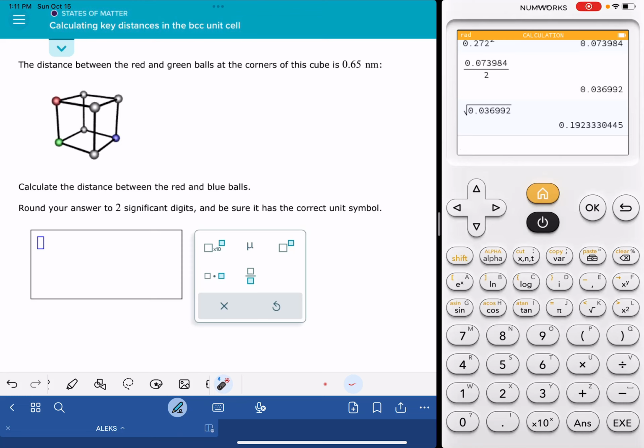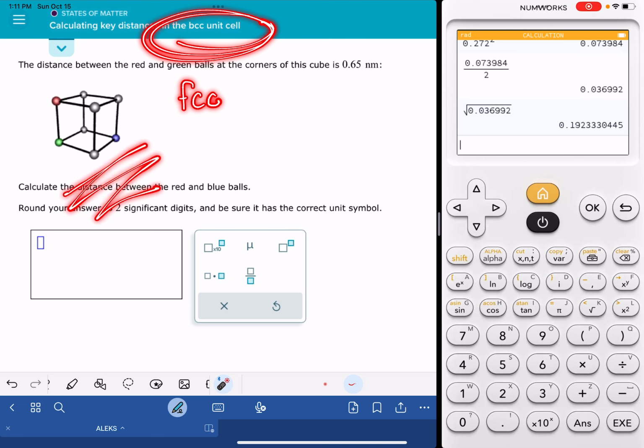In this video, I'll show you how to solve the ALEKS problem called calculating key distances in the BCC unit cell. First of all, I want you to make sure that you are not trying to solve the FCC unit cell problem. That problem looks almost exactly the same as this one. I do have a separate video if you're trying to solve the FCC unit cell problem.